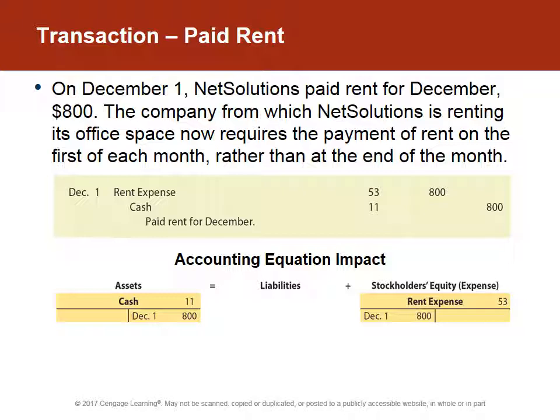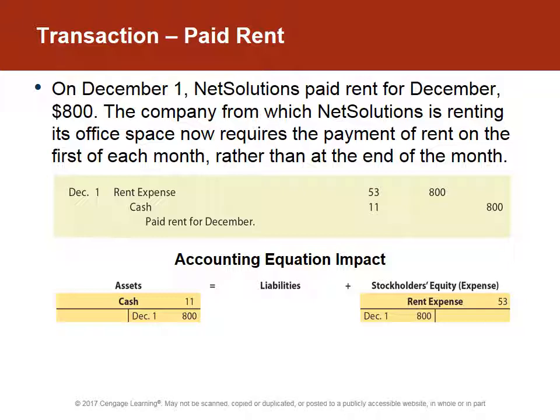All right, so on December 1st, rent was paid for $800. Payment of the rent is on the 1st of the month. We record rent expense and credit cash. Debit rent expense, credit cash. What should you be doing as a student? You should be thinking cash went down because it was a credit.